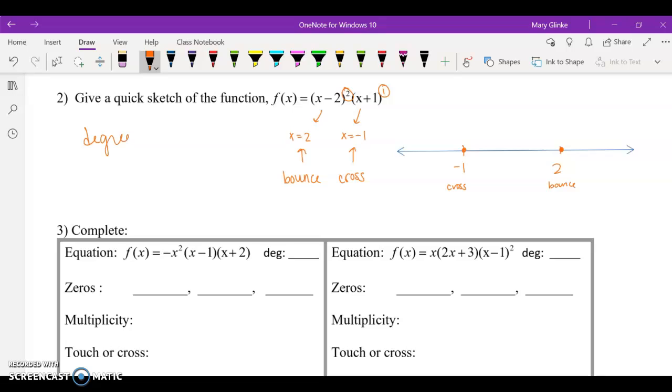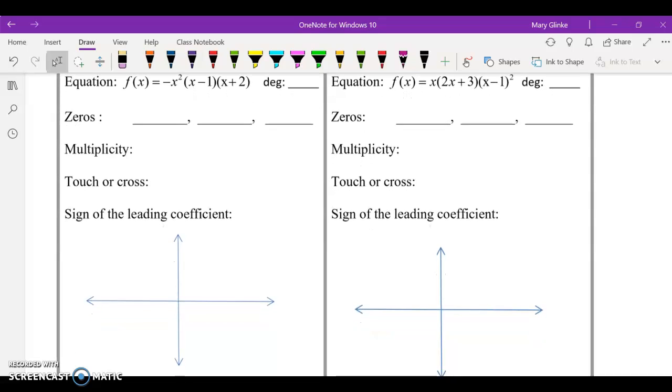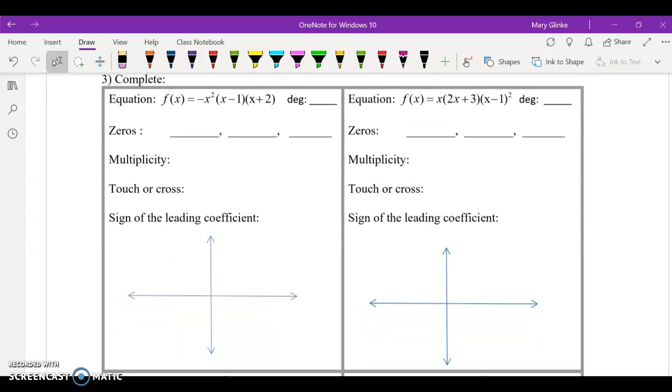So the degree of this one is going to be 2 plus 1, making it 3. It has a positive leading coefficient, which means it's going to start low and end high. So we know off to the left, our graph is going to point down, and off to the right, our graph is going to point up. Since we want to cross at -1, we're going to go through, and then we're going to bounce at 2. So let's go ahead then and try that idea for these next couple.